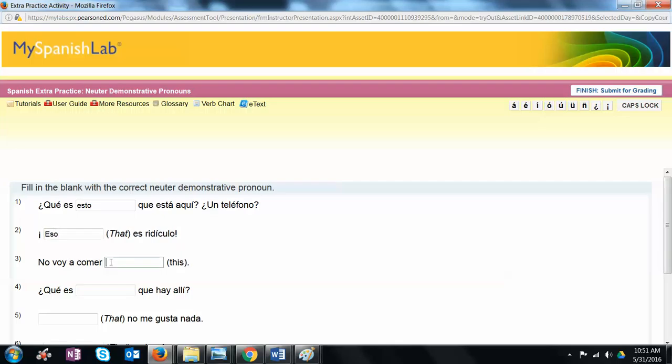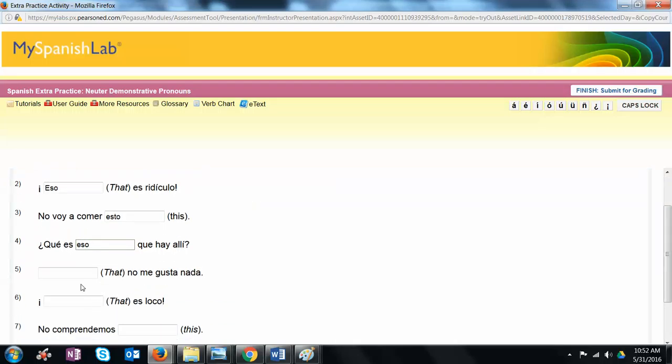No voy a comer esto. I'm not going to eat this. You're not giving it a gender, you're really putting it down. You're basically saying that it's so gross, you can't tell what it is, you're not giving it a gender, you're not eating it. ¿Qué es eso que hay allí? What's that over there? No me gusta nada. And that's usually going to be a behavior like telling lies. I don't like that at all. Eso no me gusta nada.